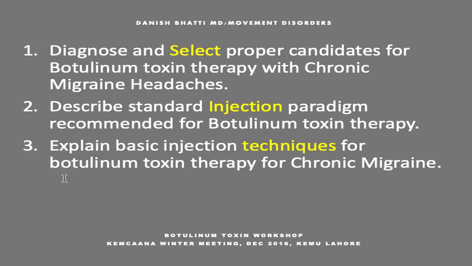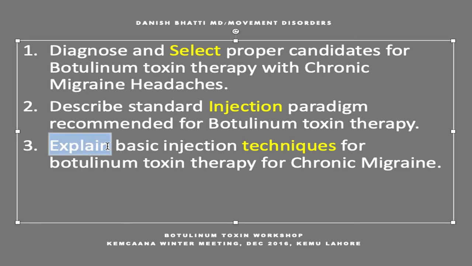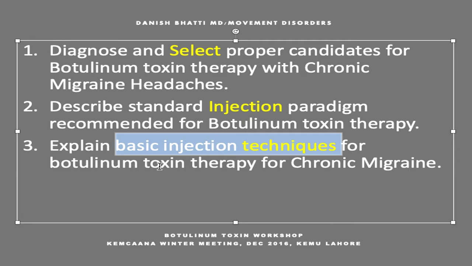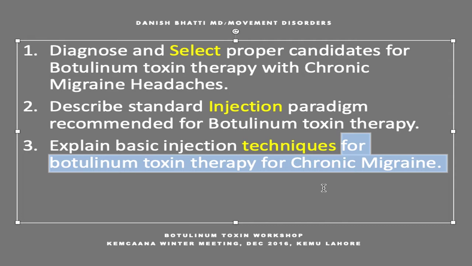And let's look at the third objective in this talk, which is to explain, which will be the capacity that they will have at the end of my presentation. Explain what? They will be able to explain basic injection techniques. And basic injection techniques in what context? In the context of providing botulinum toxin therapy for chronic migraine. So you need the action item that they will be able to do or have the capacity for, and an item of what objective. They will be able to do this or explain this or describe this or diagnose this. But in what context? In the context of botulinum toxin therapy for chronic migraine. And that's a typical structure that we use for a very precise, focused, clear learning objective after going through the process.